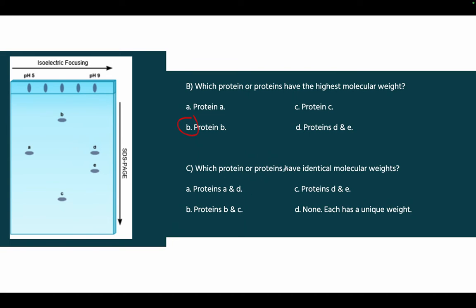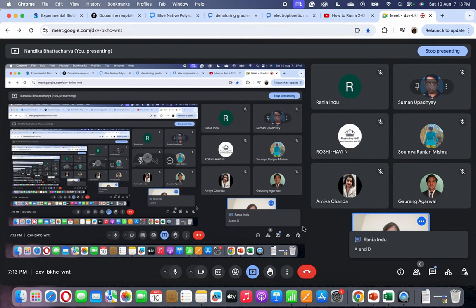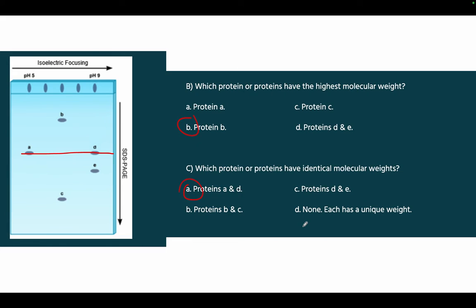Now they're asking which proteins have identical molecular weight. That means they are coming in the same horizontal line in this SDS-PAGE gel. And here the only proteins in the same horizontal line are A and D. So A and D will have identical molecular weights.